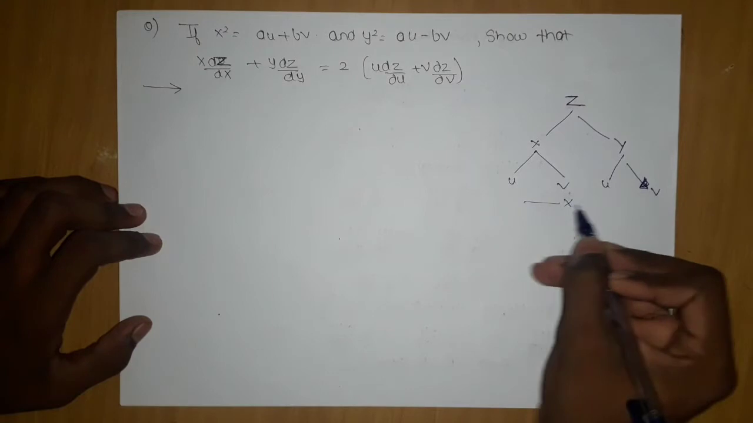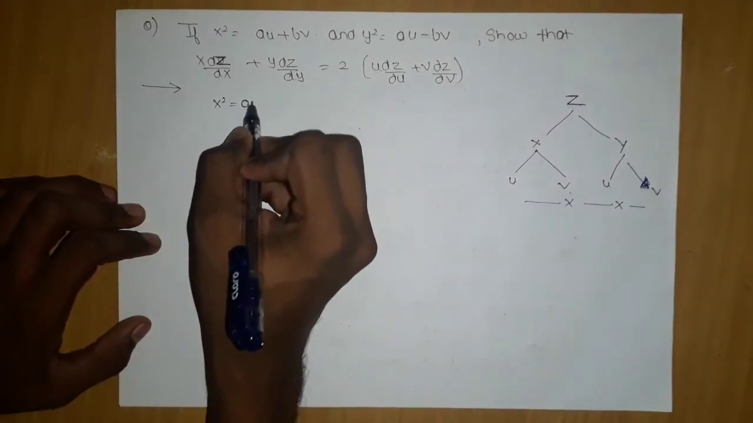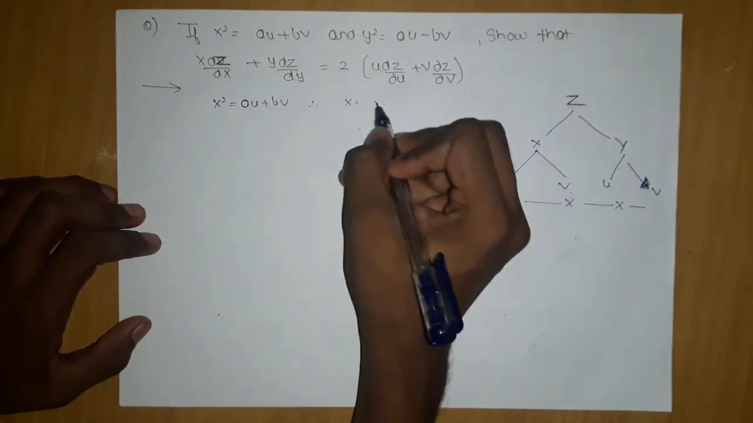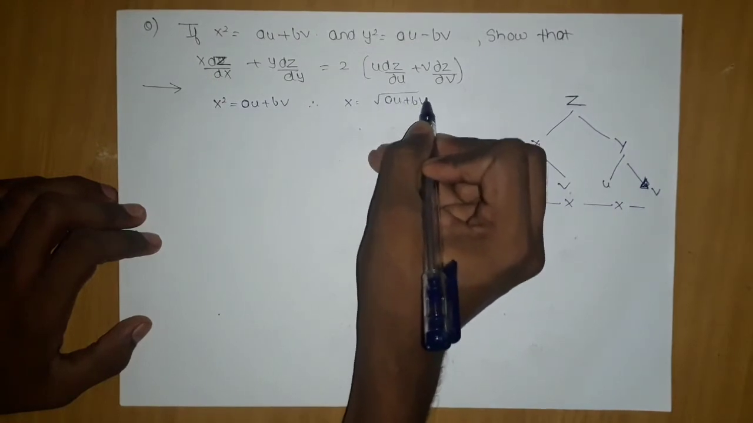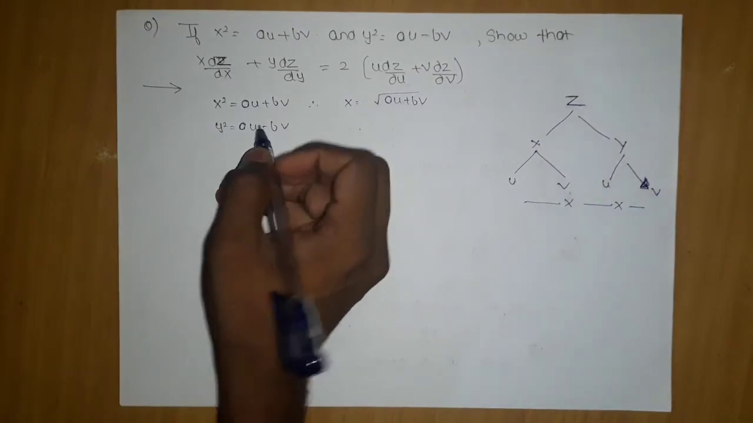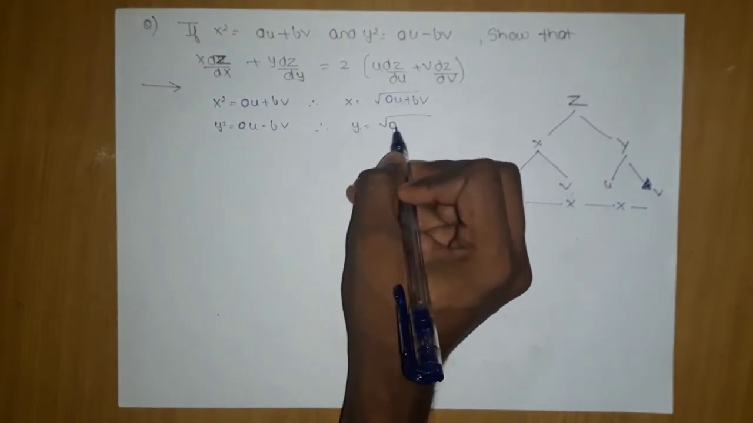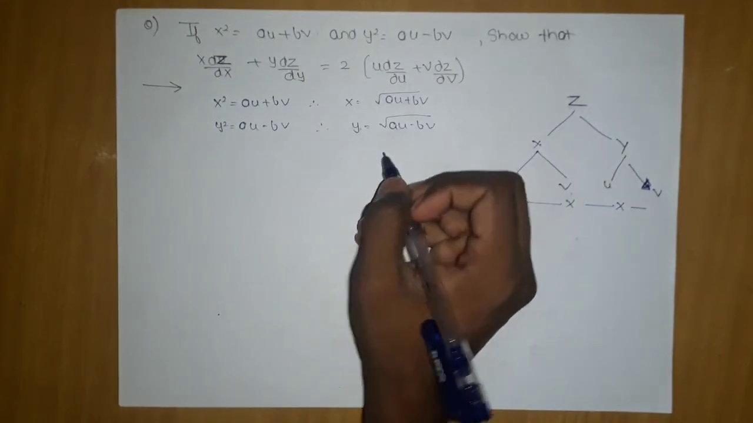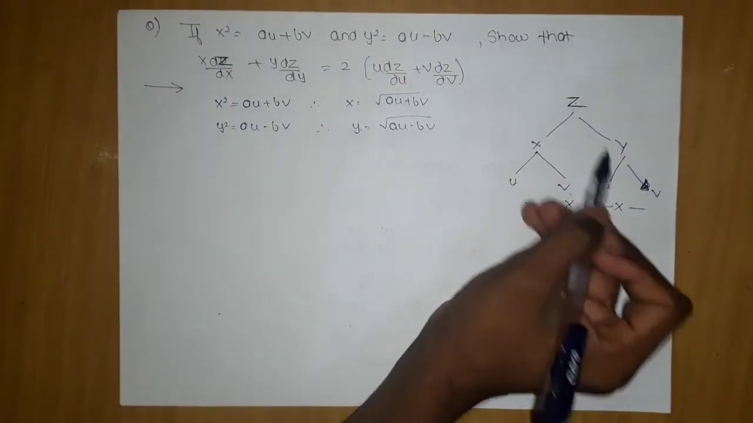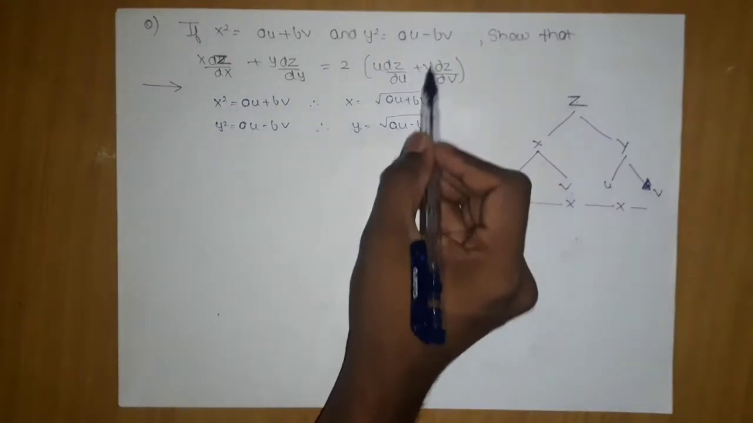And you don't have to show this graph on the paper. Instead, you will write x square equals au plus bv. But we require x, so x equals what? Under root au plus bv. Similarly y square equals au minus bv. We require y, so y is under root au minus bv. Now we will go from dou z by dou u, and dou z by dou v, like this. So we can get this value.